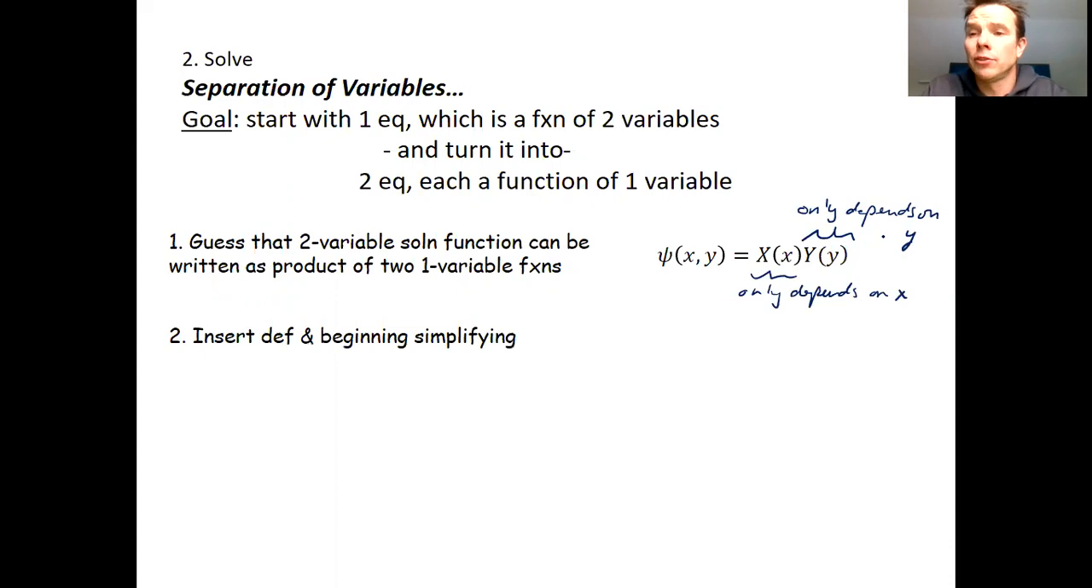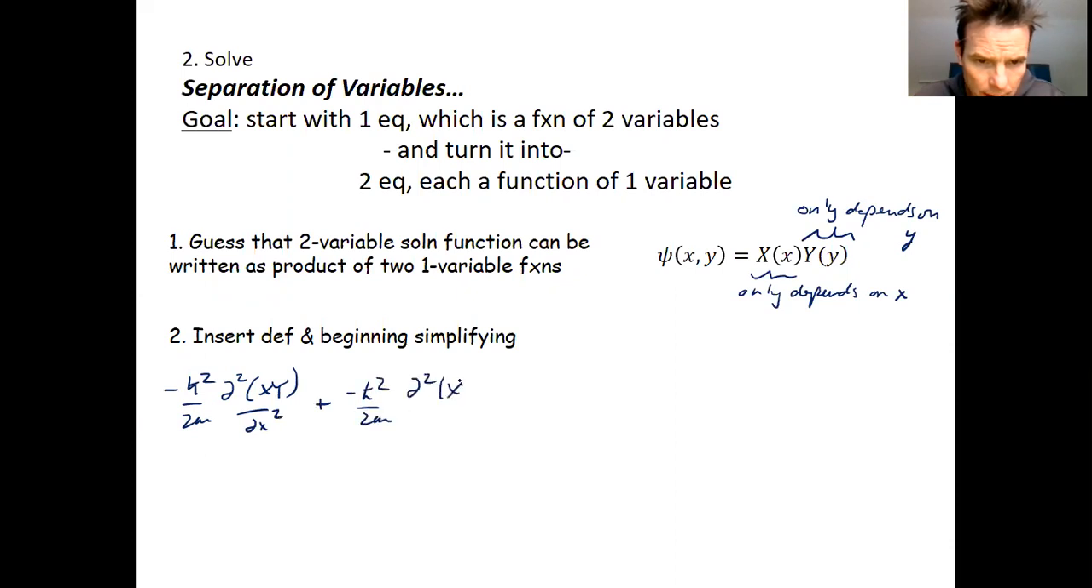Once you make that guess, you insert this into your differential equation and start simplifying. Here goes. Negative h bar squared over 2m d squared XY/dx squared plus negative h bar squared over 2m d squared XY/dy squared equals E XY. This is a derivative with respect to x. X only depends on x and Y only depends on y, so it is in effect constant, and I can pull it out.